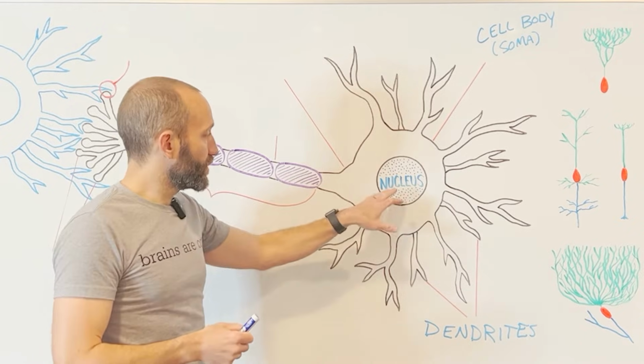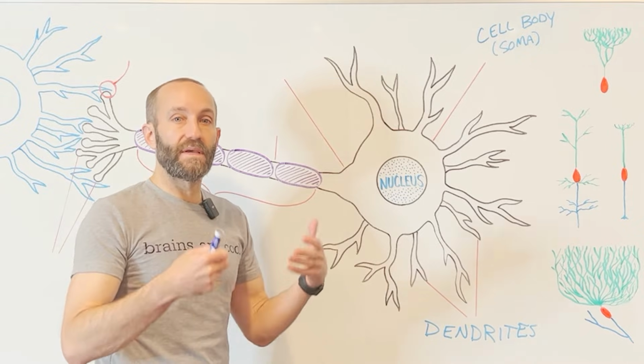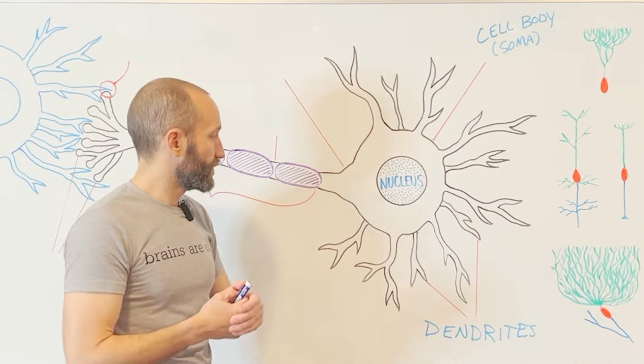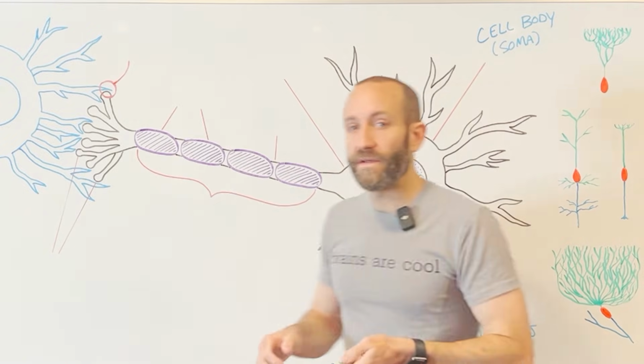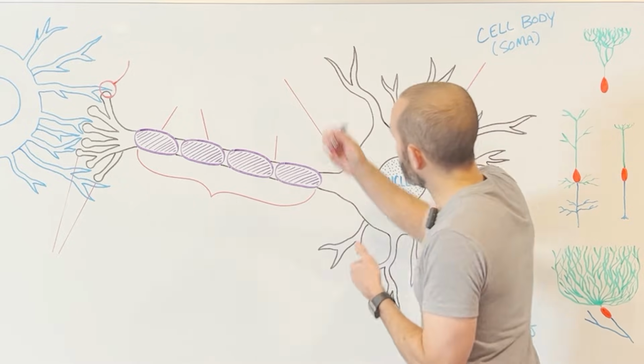It contains the nucleus, which contains the DNA. It contains organelles that are involved in doing things like making proteins, and it's the site of the synthesis of various other neural components. Sticking out from one side of the cell body, you can see this little hill-like area that's called the axon hillock.